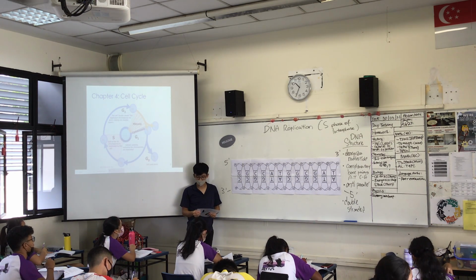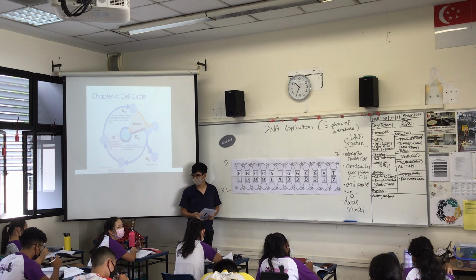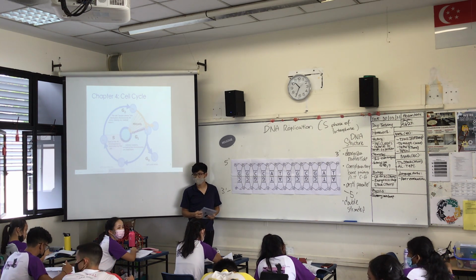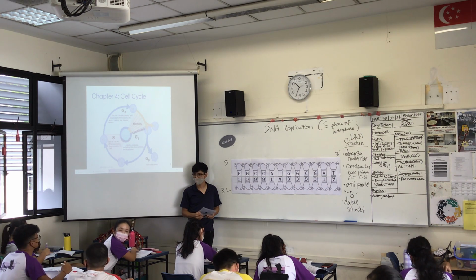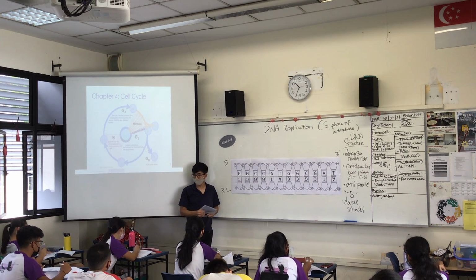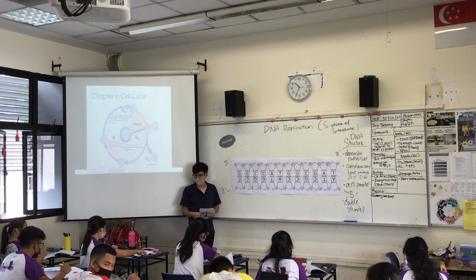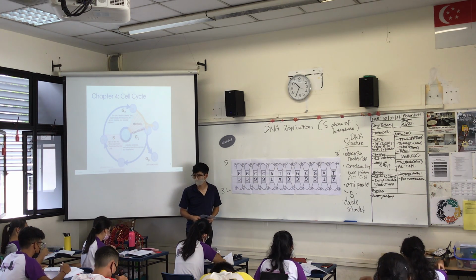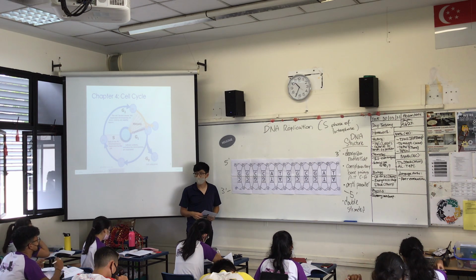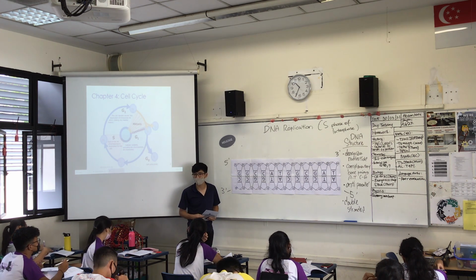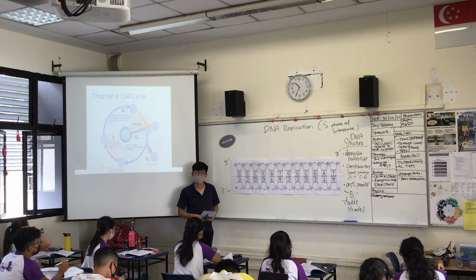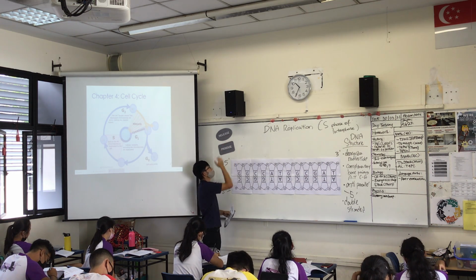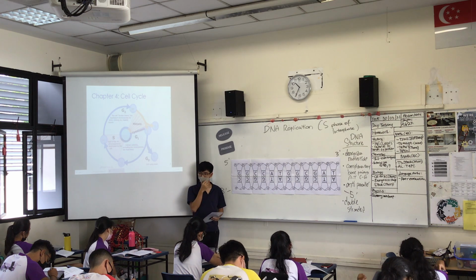Jihan. Primase. Okay, what's the function of primase? It synthesizes a primer of around 5 to 10 ribonucleotides via complementary base pairing. We'll see what that looks like in a while. But we have primase as the next enzyme. Okay, next enzyme. Kavish.